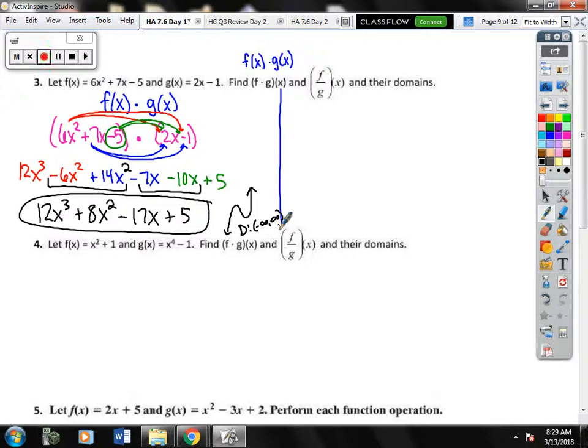So for our division of functions, this will be f of x divided by g of x. So substitute in your functions, we'll have 6x squared plus 7x minus 5 all over 2x minus 1. Now what you cannot do, 100% cannot do, is just cross off like, oh, 6 and 2, make that a 3. Remember, these are quantities. The only way that you can simplify is if you can cancel out a whole binomial with a whole binomial.